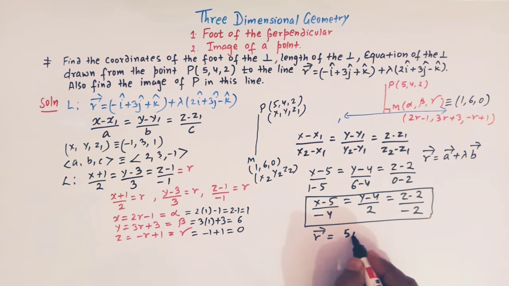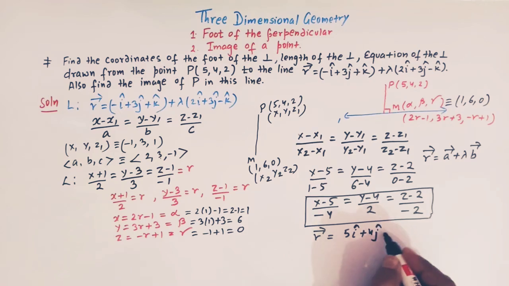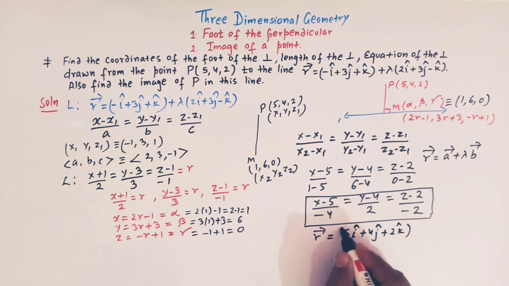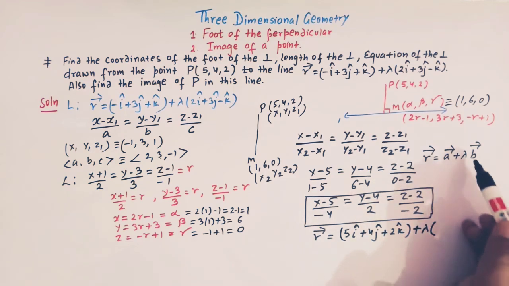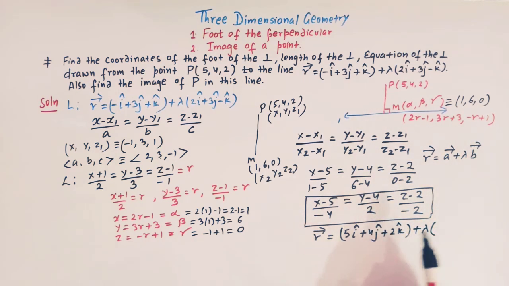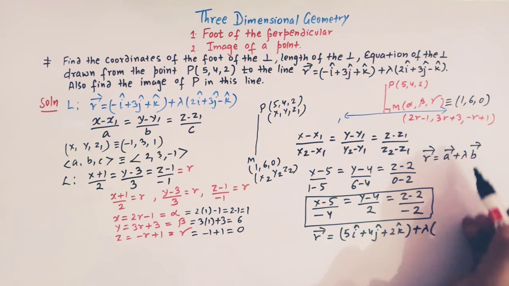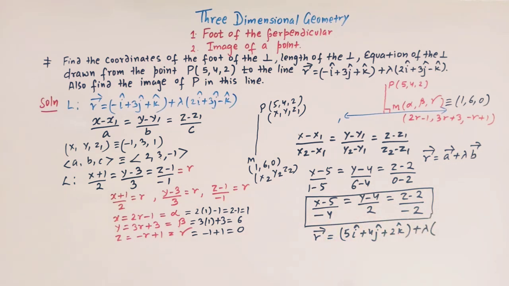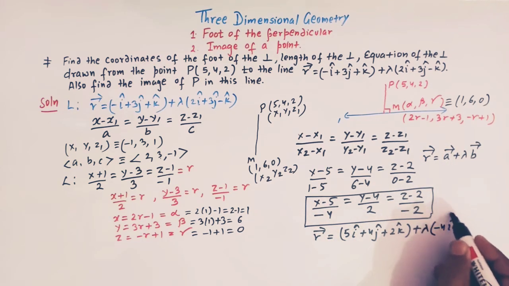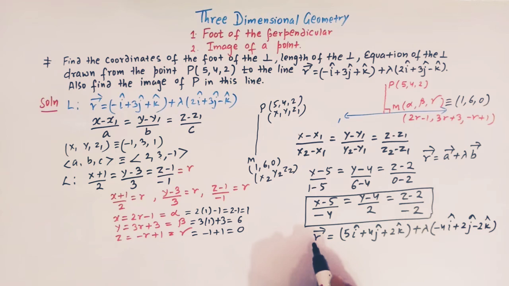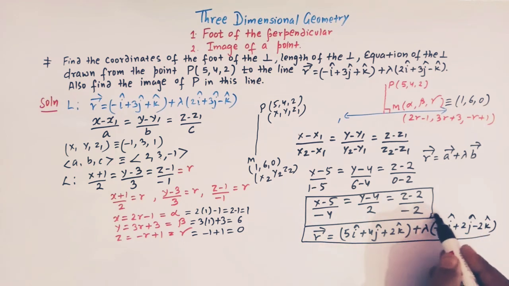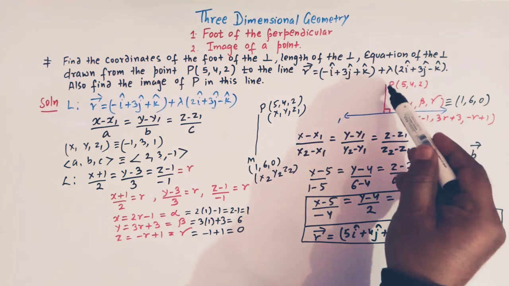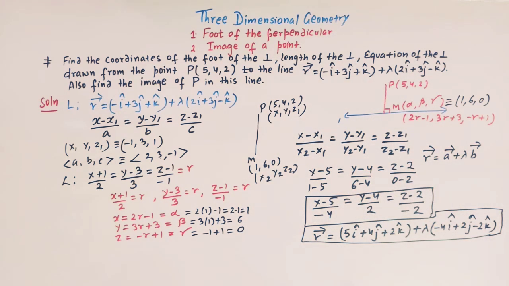So we have 5i cap plus 4j cap plus 2k cap, plus lambda, and this vector B is the vector to which this PM is parallel, right? So this vector B is given by the direction ratios of the line, right? So we have vector B as minus 4i cap plus 2j cap minus 2k cap, right? So this is the vector equation of this perpendicular, that is PM, right?